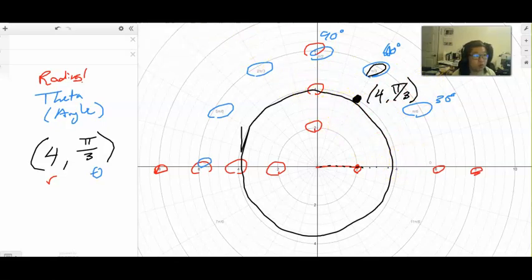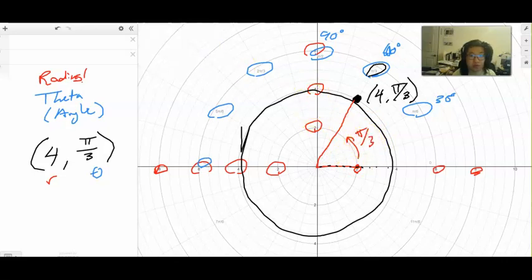So why does this indicate our connection there? Why is that a point? It's because it has a radius of 4. That's the length right here. And it has an angle of pi over 3.